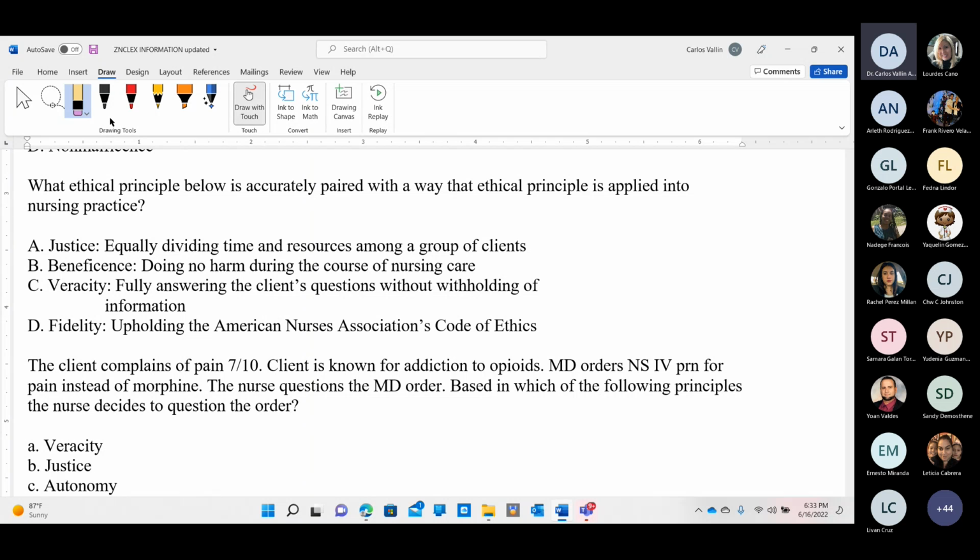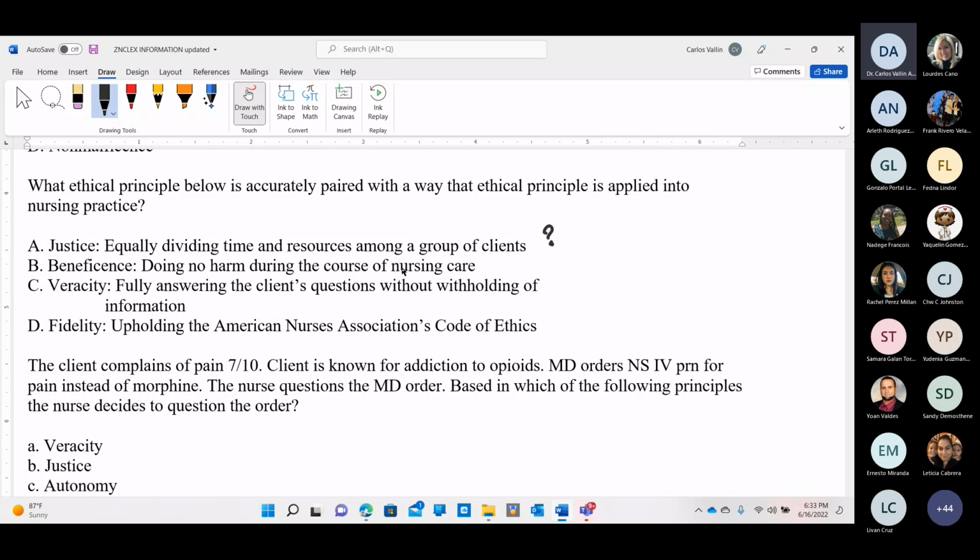Justice: equally dividing time and resources among your clients. What do you think? No. Why no? I don't know, in my test I put a quotation mark here. Beneficence: doing no harm during the course of nursing care. What do you think? Yes. That is good. It's correct.